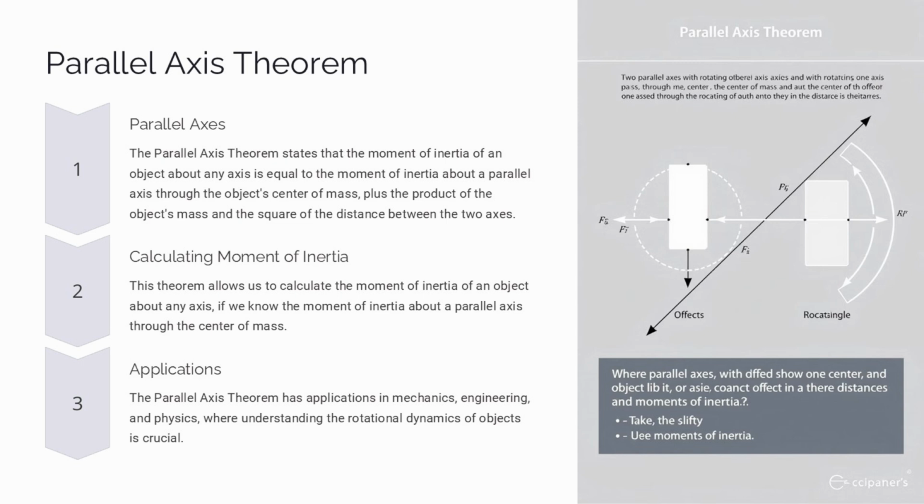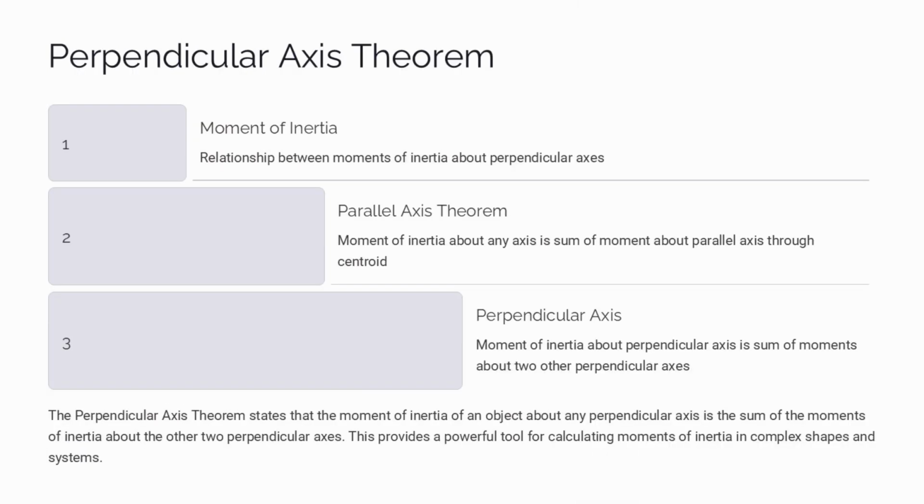By understanding the parallel axis theorem, we can more easily calculate the moment of inertia of complex objects, which is an important parameter in analyzing their rotational motion and dynamics. The applications of this theorem are wide-ranging, from analyzing the stability of rotating machinery to understanding the motion of celestial bodies.